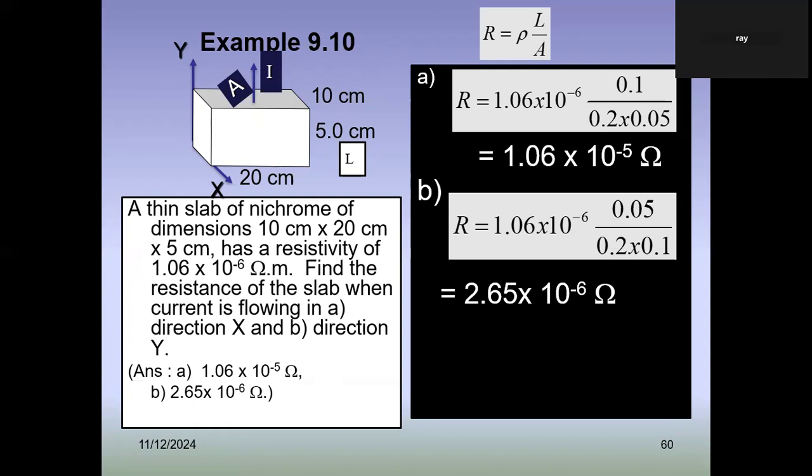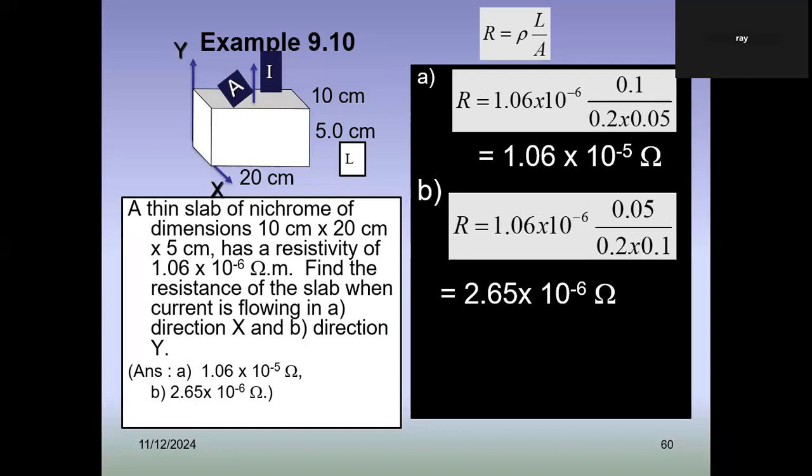I don't understand how you see the length. Which one is L, which one is A? The current is in the y direction. So this is the cross-sectional area. Then this becomes the length. Oh okay, I understand already. Length is parallel to the current. Cross-sectional area is where the current comes out. Yeah, I think I understand.